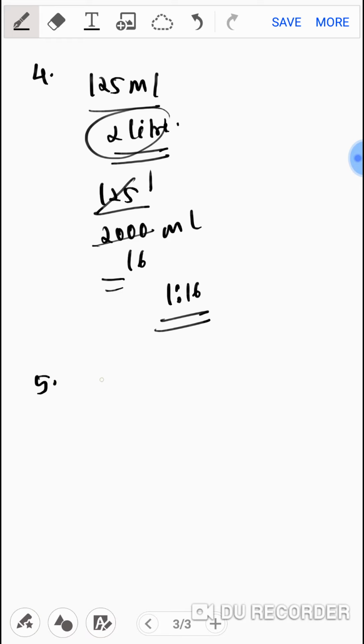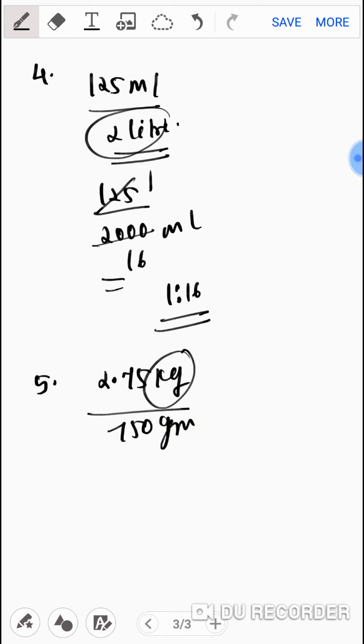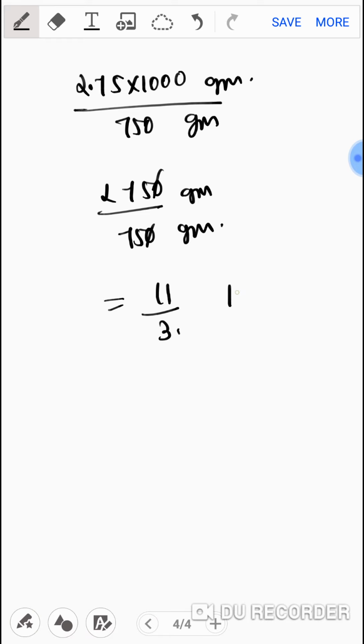Number 5, you have to make a ratio of 2.75 kilogram to 750 gram. I'll always prefer my highest unit to be converted into the lowest unit. So 2.75 I convert into grams, so it will be 2.75 into 1000 upon 750 grams. So now both are in grams. If I reduce this, my dear kids, I'll get 11 upon 3. You can write your answer 11 is to 3.